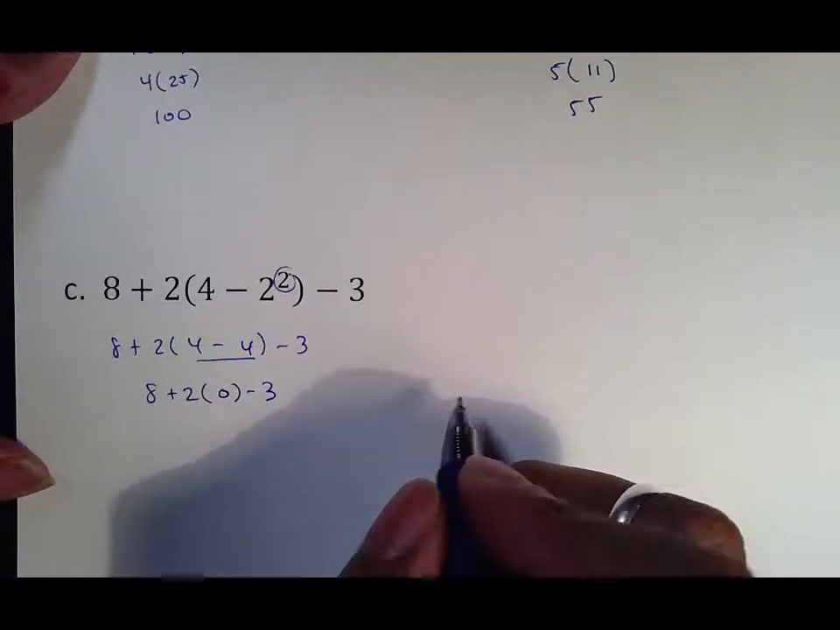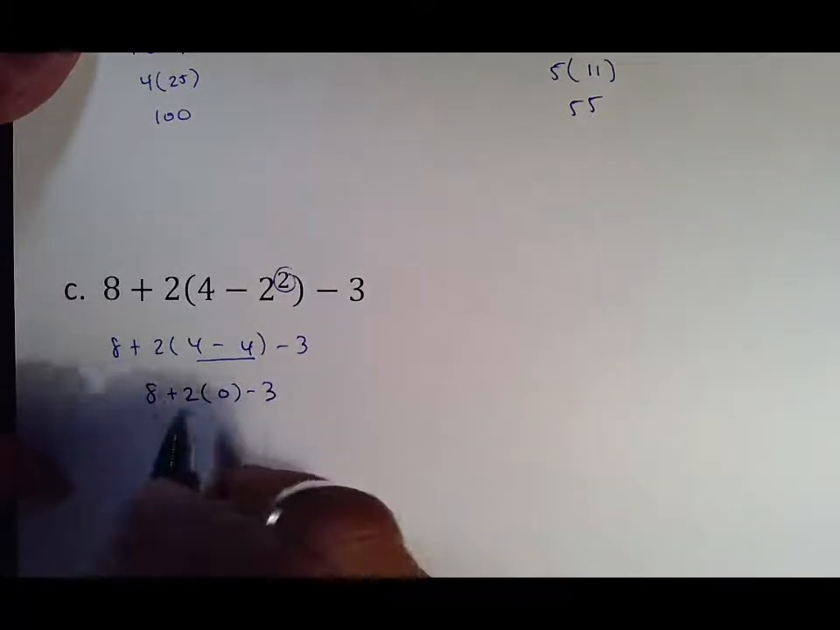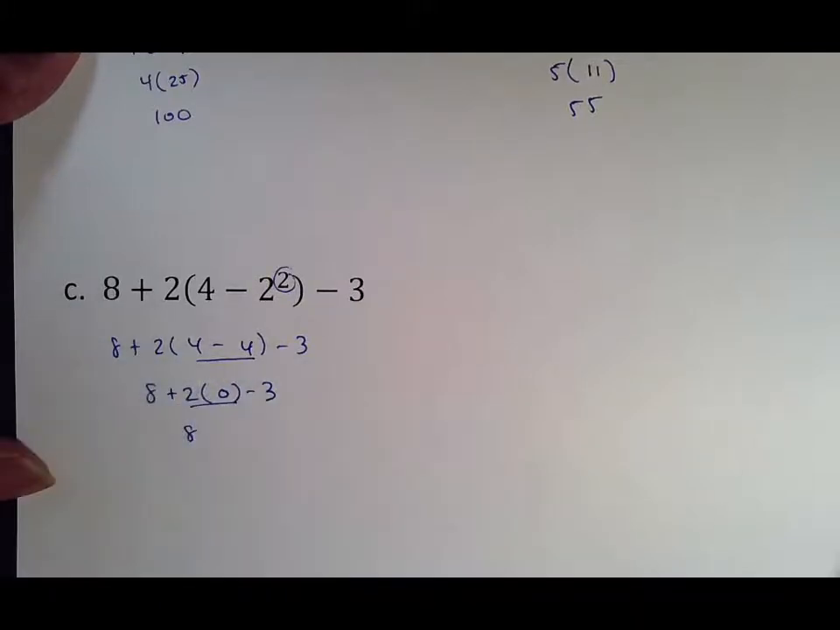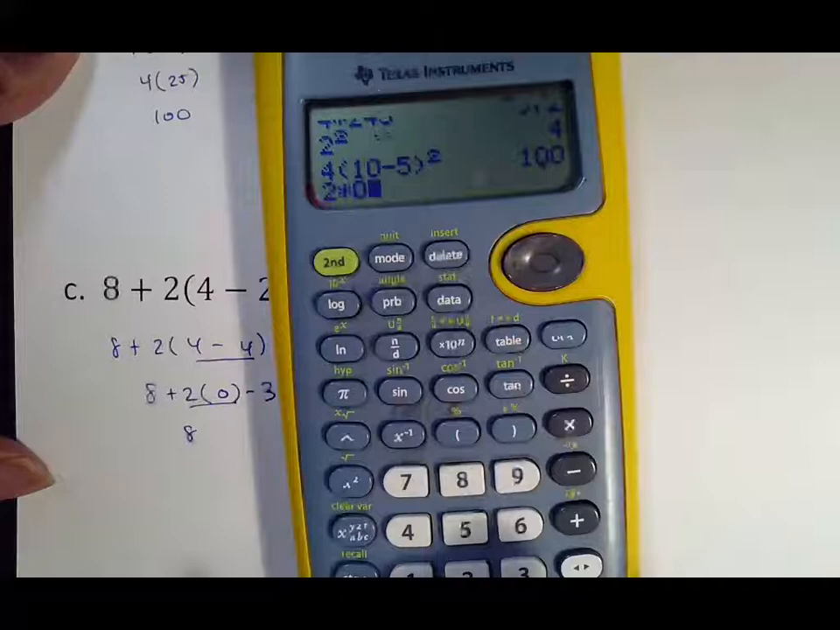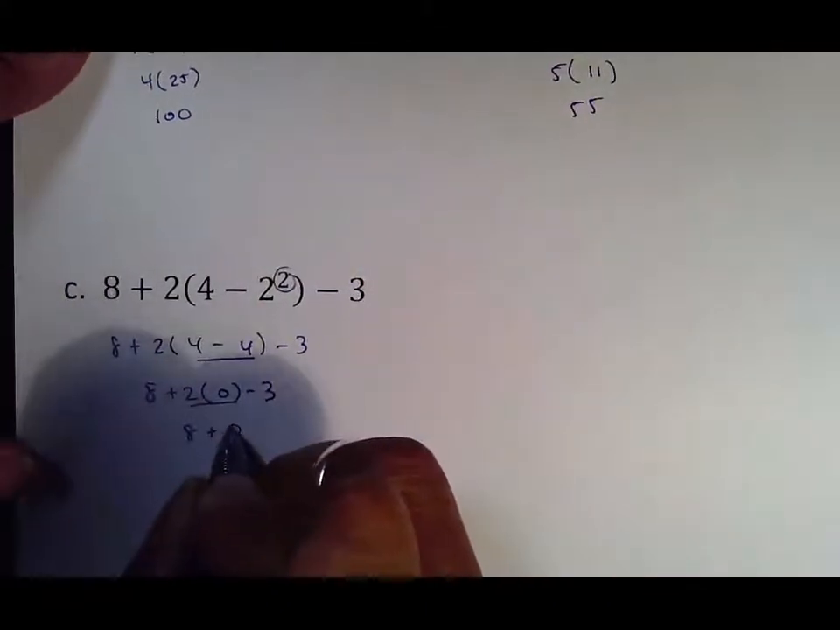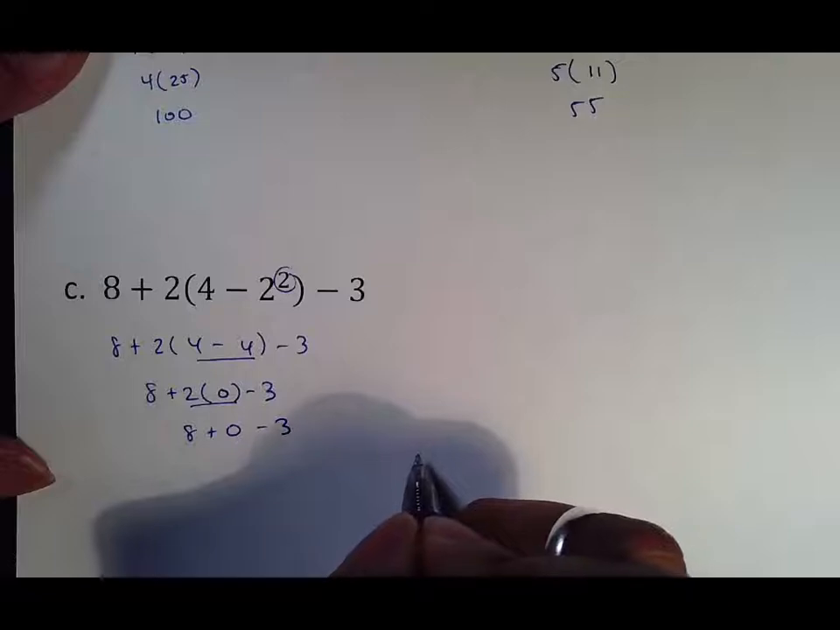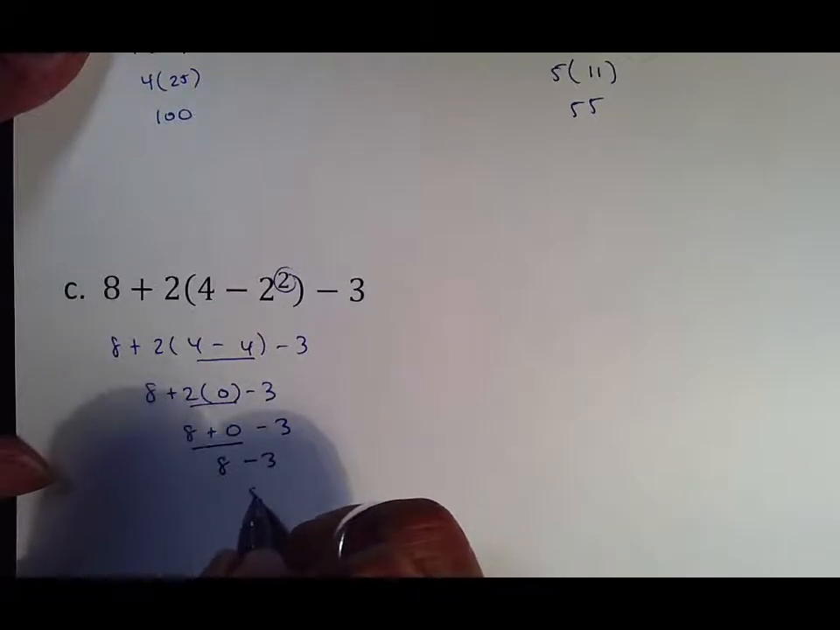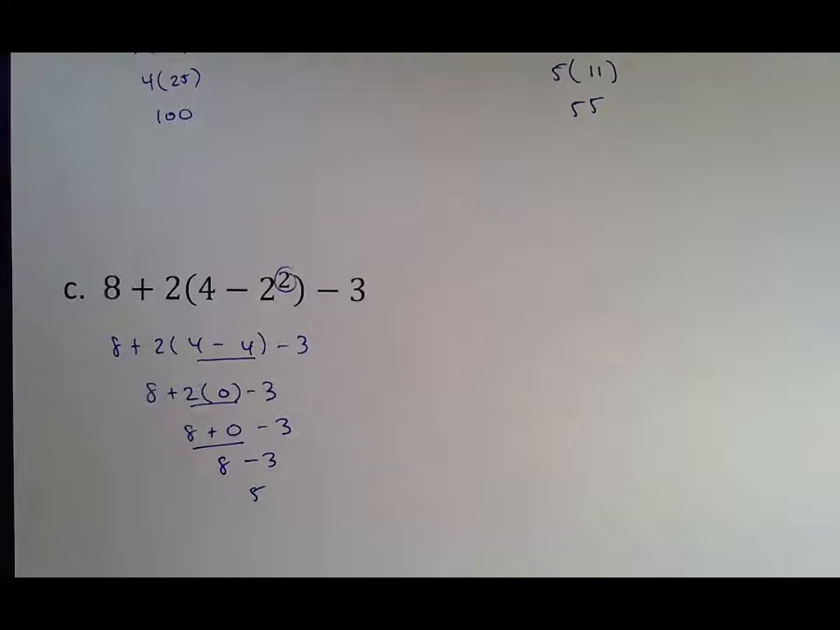From there, we feed the first teacher because there are no floating numbers anymore, which is here. That's multiplication. Remember that 2 times 0 is not 2. It's not 1. It is 0. So 8 plus 0 minus 3 is what we end up with. First student's there, which becomes 8 minus 3, which then turns into the number 5.